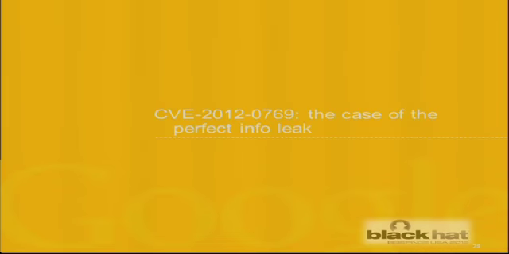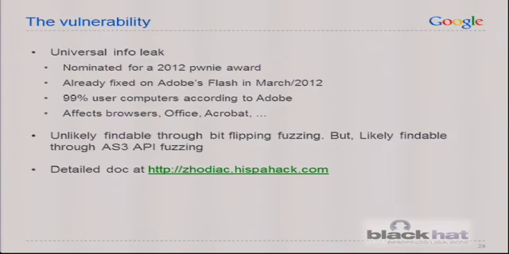So I'm going to present this CVE that is, I published a paper on March. Who has read this paper? Any of you? Some of you, right? Okay, thank you. I call it the perfect info leak because it's an info leak in Flash that works reliably in a lot of places. So it's nominated for a Pwnie Award, already fixed. Adobe was super quick fixing this before Pwn2Own. But yeah, no, shit happens.